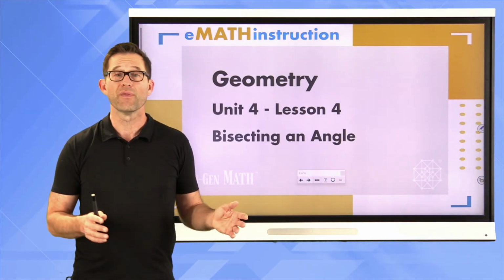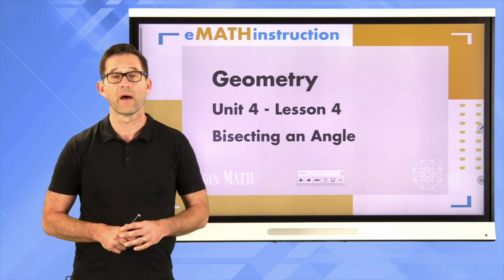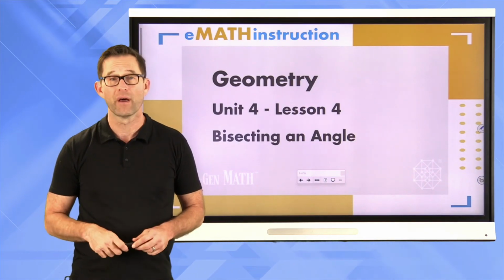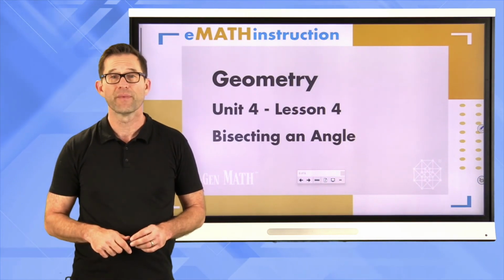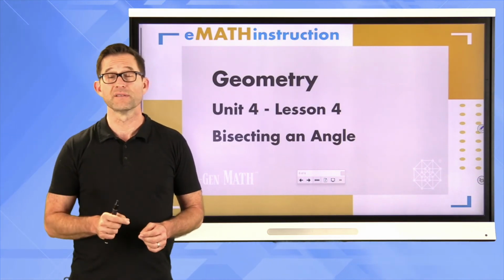The only difference between that and constructing a perpendicular line through a point on a line was that in that case, we were truly just bisecting a 180-degree angle, okay? So we'll get more work with bisecting angles in a variety of different lessons in this unit.